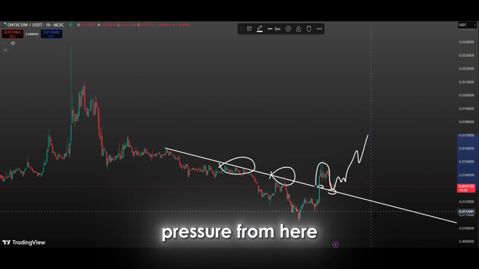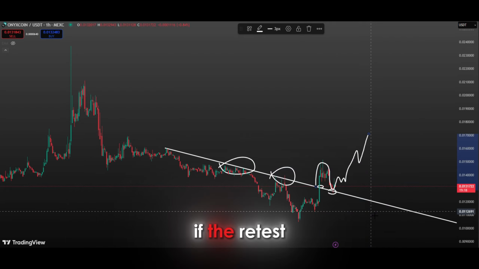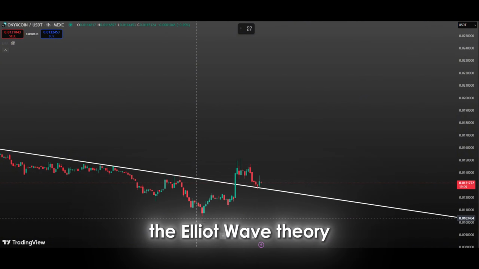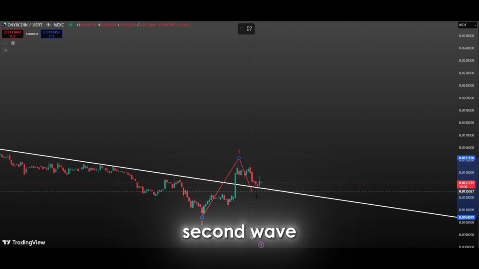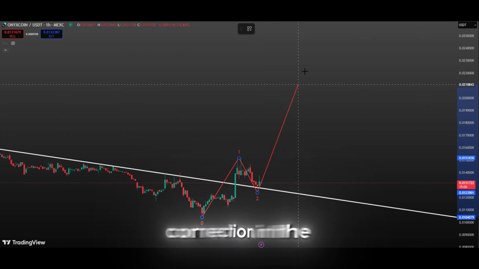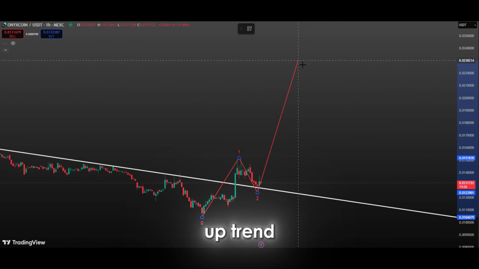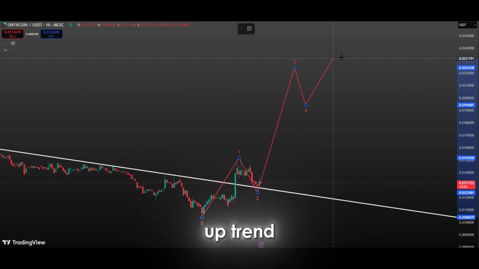If the buying pressure from here is strong and the price gets an upside reaction from this level, the bullish movement could gain momentum. If the retest is successful, we could see a nice rally. When we examine the Elliott wave theory, we can see that the price action has so far completed the first and second wave. The first wave was formed by a strong uptrend, followed by a correction in the second wave that offset the uptrend. Such corrections are quite common in Elliott waves and do not break the main uptrend.